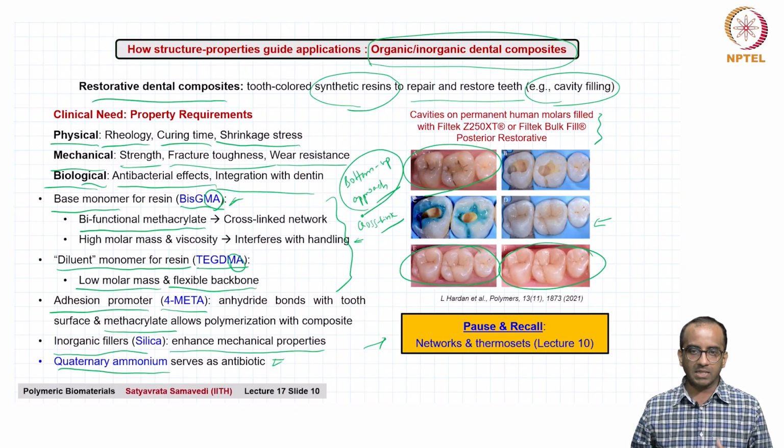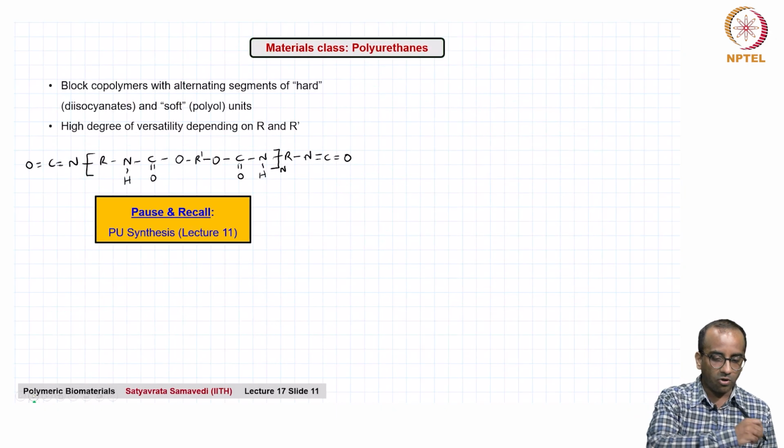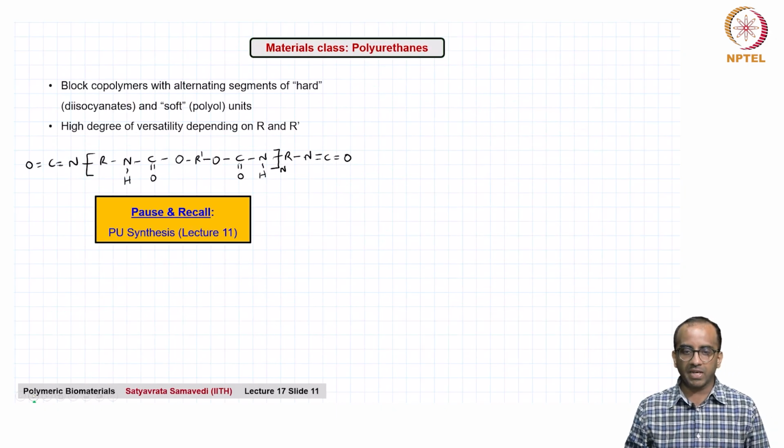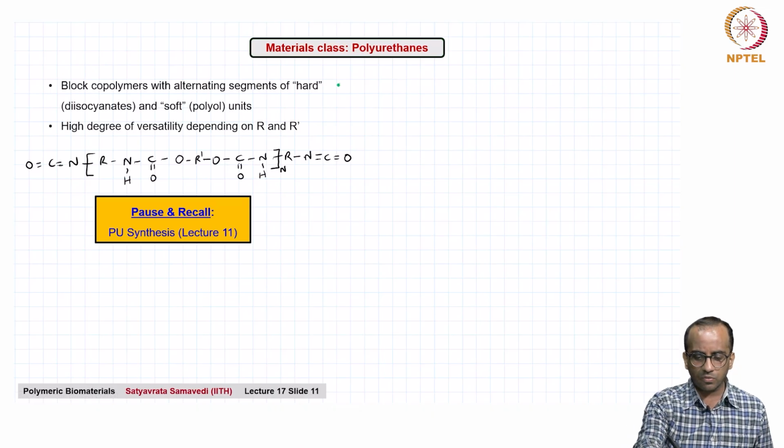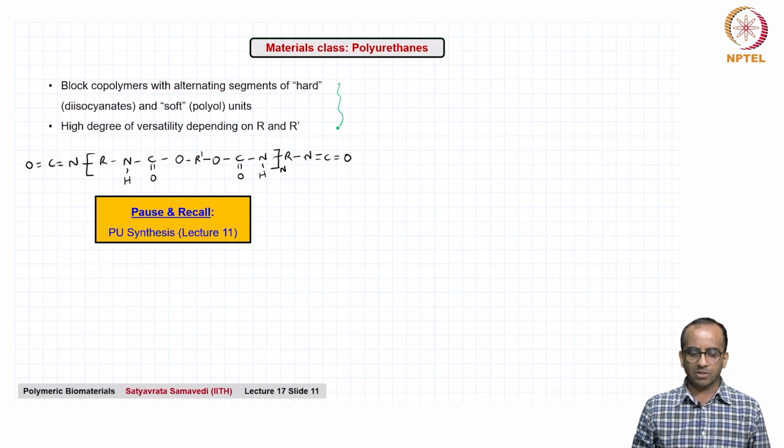And towards the last part of this lecture, we will now be looking at two material classes that are very, very important in biomedical or clinical applications, namely polyurethanes and silicones. We will begin with polyurethanes first. So, this is again something we have looked at in earlier lectures briefly.